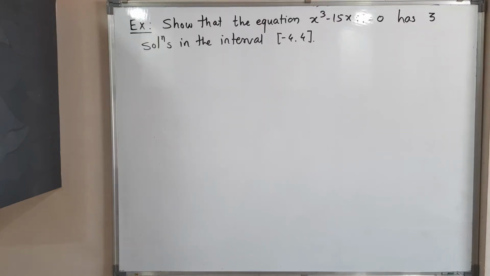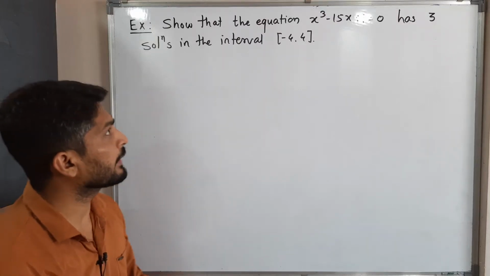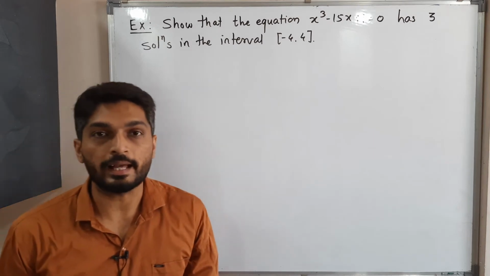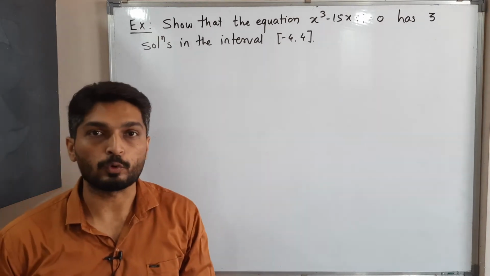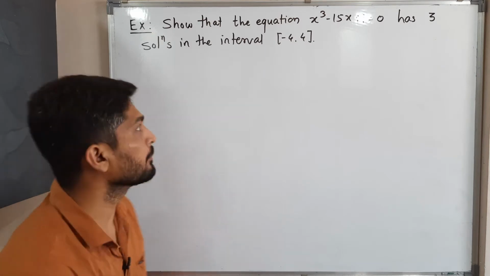Hi everyone, let us discuss this example. In this example we have this equation and we have to prove that it has three solutions in that interval minus 4 comma 4. Okay, so let us start to discuss this example.